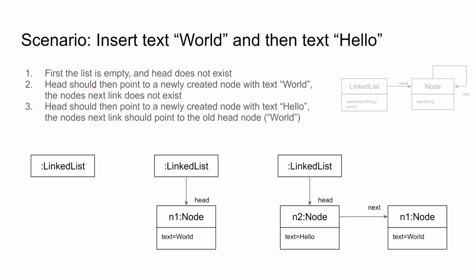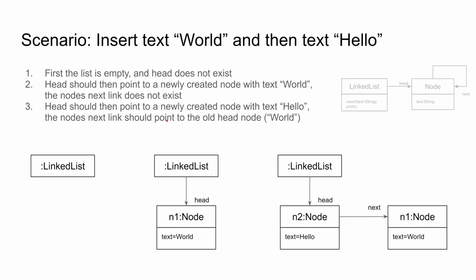When we insert the text world, we create a new node object, and we set the head to point to this object. So we still have our linked list object, but we create a new object and we call this object N1. And the text for this node object should be world, and head points to this new object.